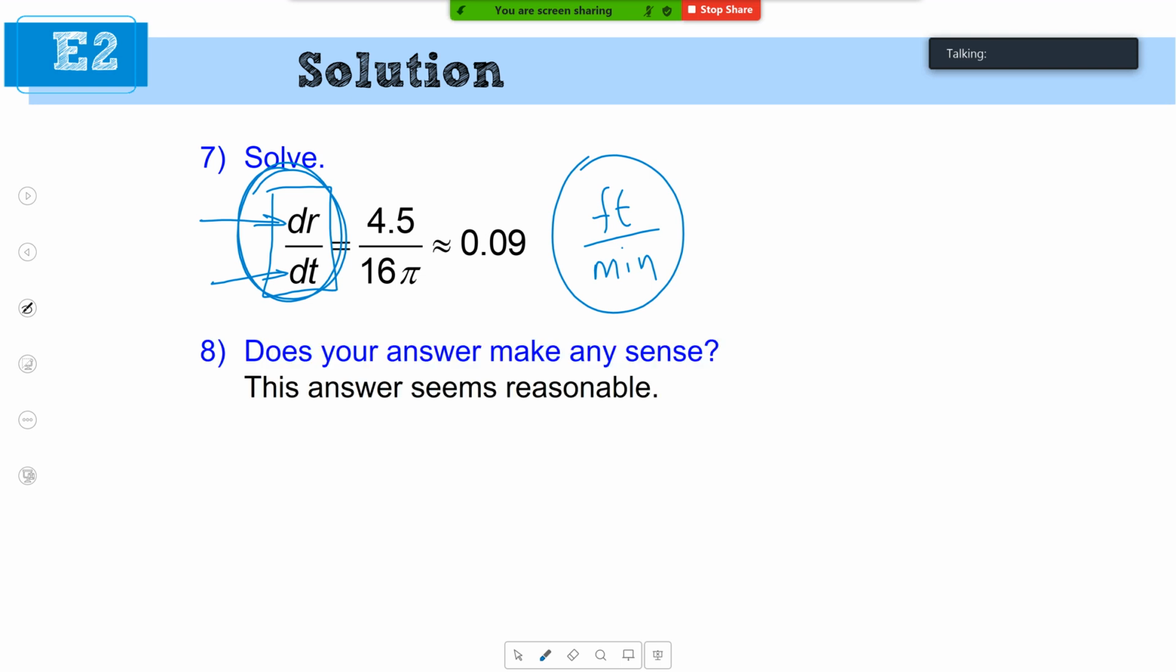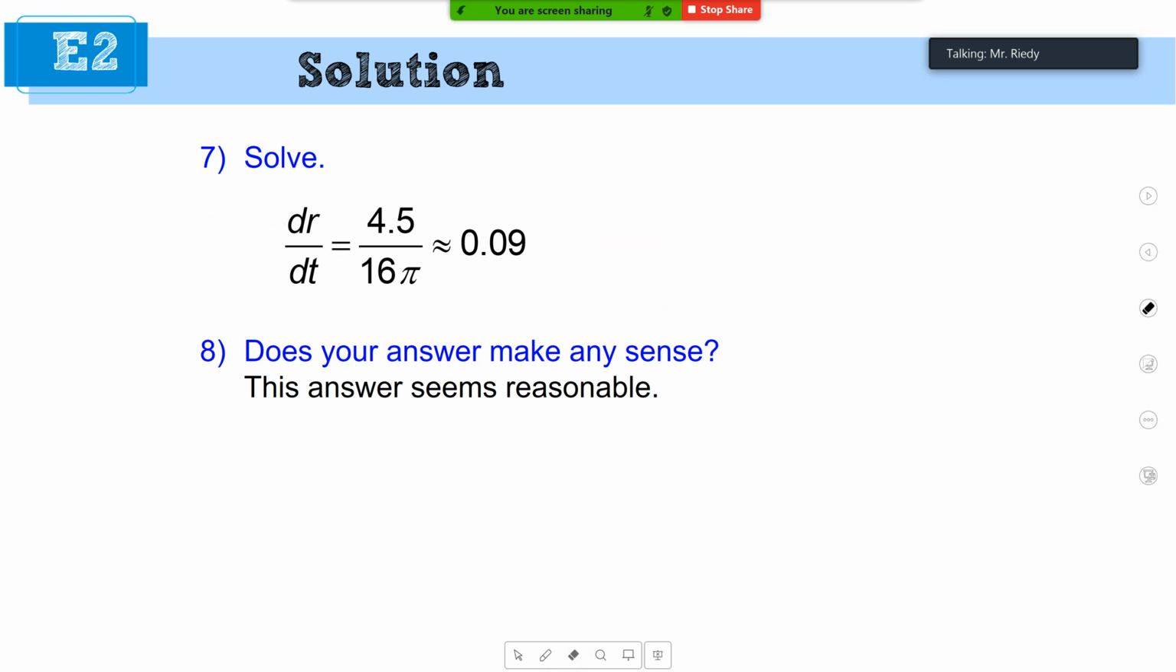Oh, we're going to get to that in step 9, so I jumped the gun a little bit. Sorry. Does your answer make sense? I have no idea if that answer makes sense. I don't know how fast a balloon fills. So step 8 kind of is a waste of time in this particular case. And you'll find that in a lot of the problems, I never measured inflating a balloon. And then step 9, the units.